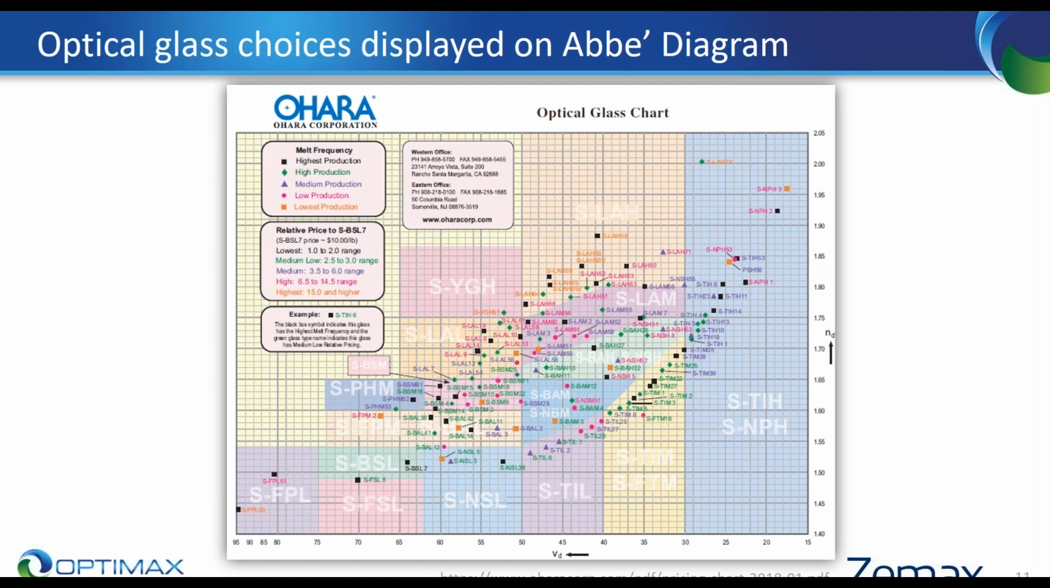One of the very interesting things about this particular glass chart, and this is from the O'Hara Corporation, is that they also give a lot of really great information about the availability and cost. The upper left-hand side shows the availability. This is referred to as the melt frequency, and you can see this indicated with the different colored shapes next to each of the glass types. The next square down is cost, and they have their cost in relative price to SBSL 7.